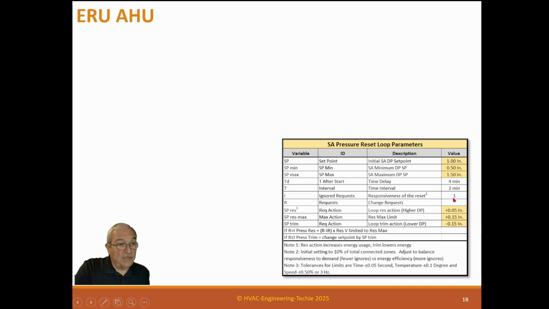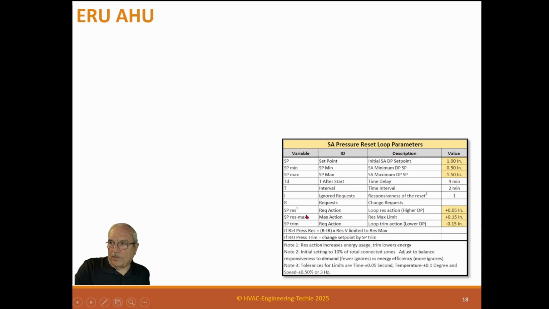The ignored requests are 1 because we are saying here's 10% of the connected zone. We're saying we have 10 air handlers on this. So 1. And remember, the resets, we're going to receive all the resets from the system, and we're going to subtract this ignore. So the higher this is, the more energy efficient the system is, but less responsive. When this is lower, it's more responsive.